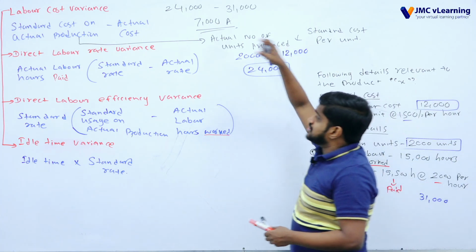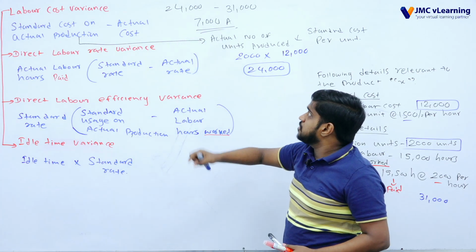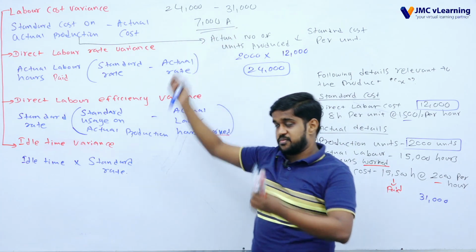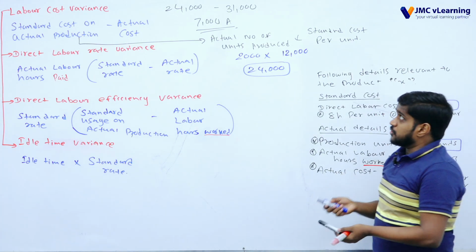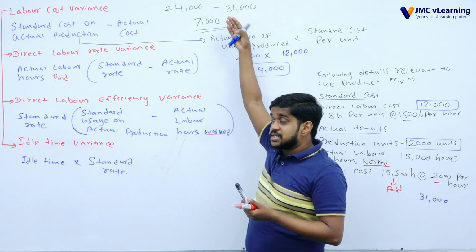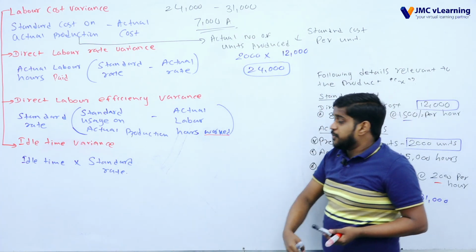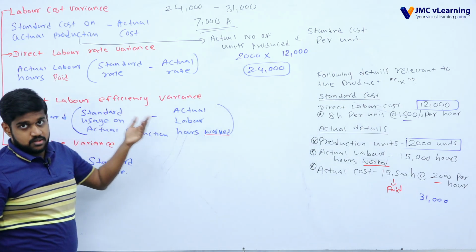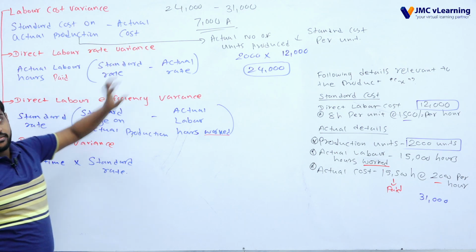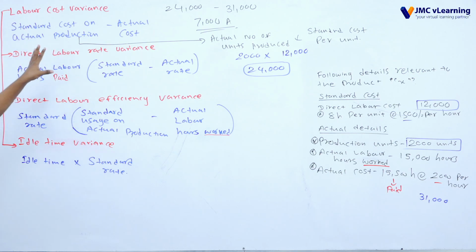Our standard cost on actual production, that means our budgeted cost on our actual production, is 24,000. As per our budgeted detail, it should be 24,000, but our actual cost is 31,000. That means we spent 7,000 more on our direct labor. Therefore, we can identify this as an adverse variance. Okay, 7,000 adverse variance. This is the direct labor cost variance.